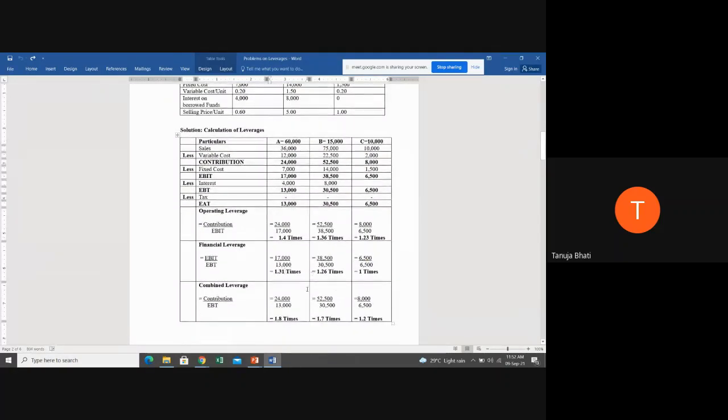Combined leverage, students, again I'm repeating, either directly multiply the operating and financial leverage, you'll get the answer of combined leverage, or the formula of combined leverage is take the numerator from operating leverage, take the denominator of financial leverage. So combined leverage is a combination of operating and financial leverage. So it is nothing but contribution divided by EBT. So 24,000 contribution divided by EBT 13,000, you get the combined leverage as 1.8 times. So this is how we have solved operating, financial, and combined leverage for A. On the same line, students, you have to solve it for B and C.